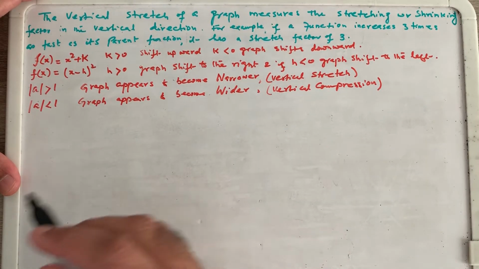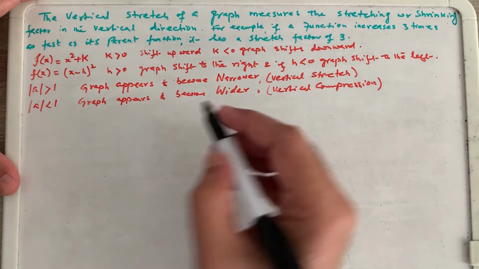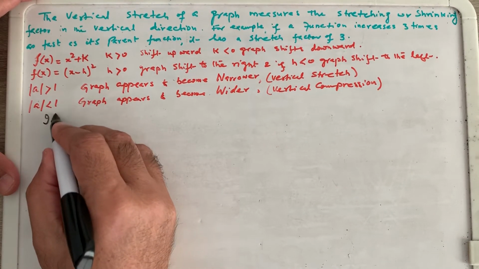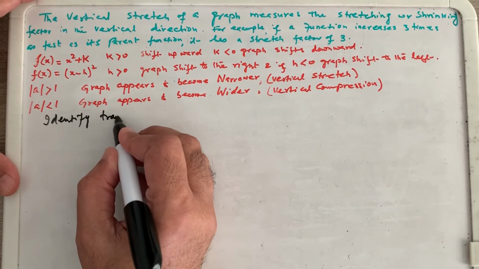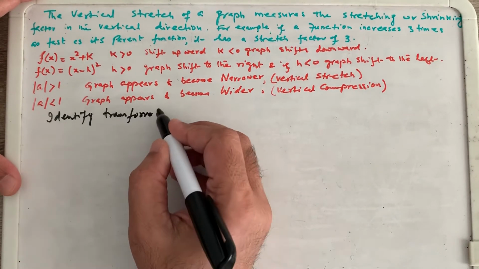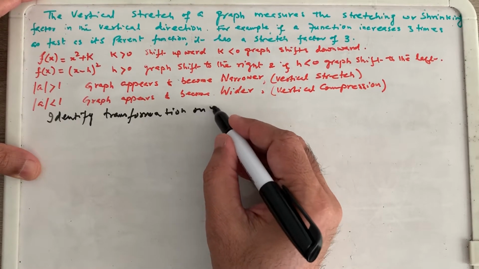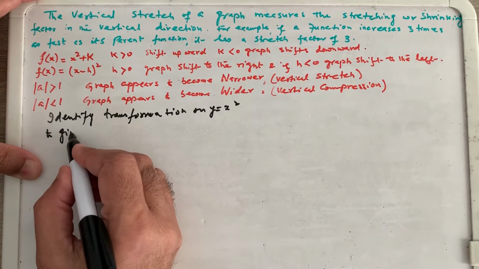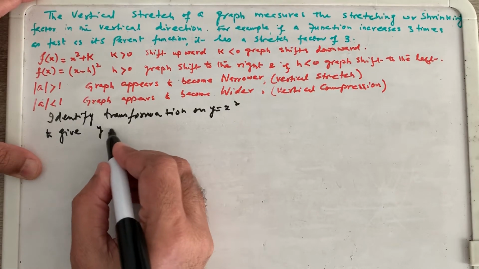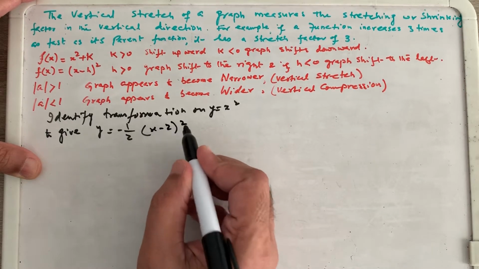We will practice today to identify transformations on y equals x square that give a certain function. So the question is: identify the transformation on y equals x square to give, let's say, y equals minus half times (x minus 2) whole square minus 1.